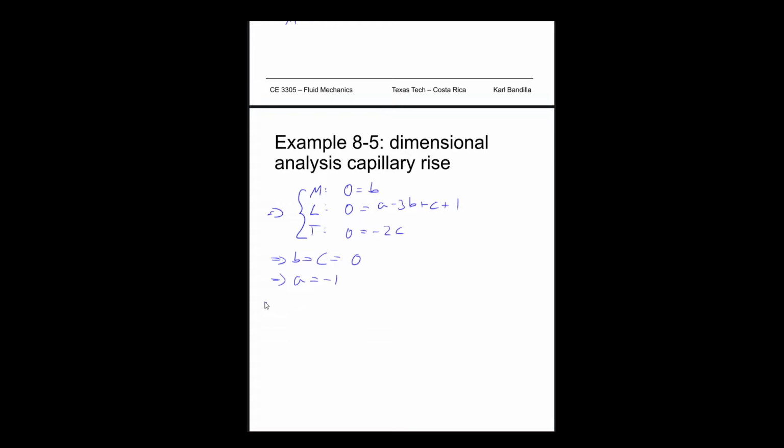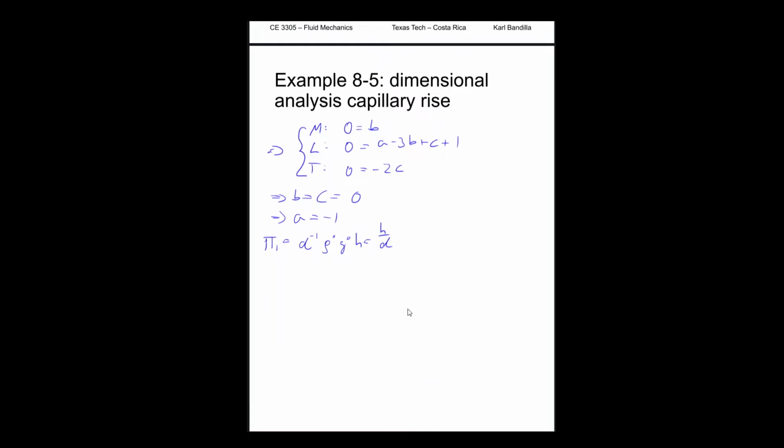That means our pi 1 term would be d to the minus 1, that was our a, rho to the 0, g to the 0, and h. So basically we get h over d. That's a good start. Nice and compact. So now let's do the same thing. We're running out of space. Let's squish this a little bit in here.